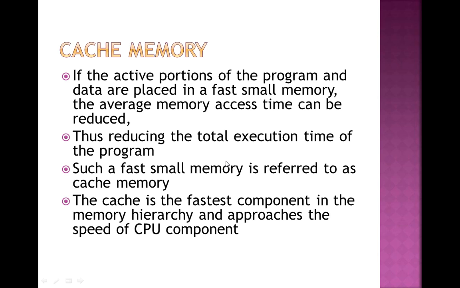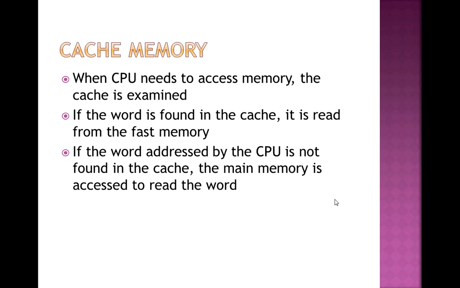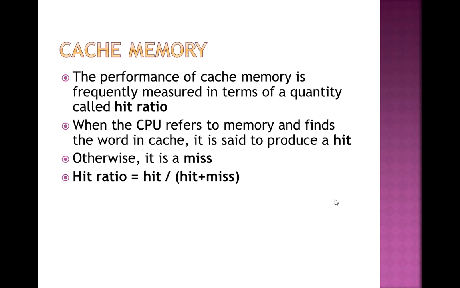This says the cache is the fastest component in the memory hierarchy and approaches the speed of the CPU. That is, it is very close to the CPU. It is the fastest memory that is used in the computer. Then we also discussed the features of cache memory, that is, why we are using the cache memory.